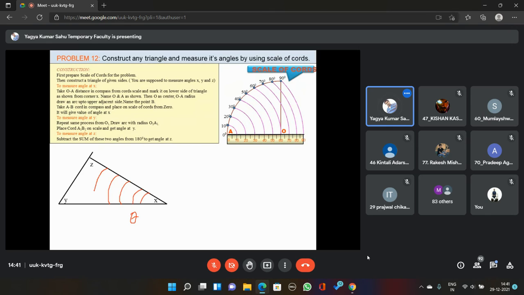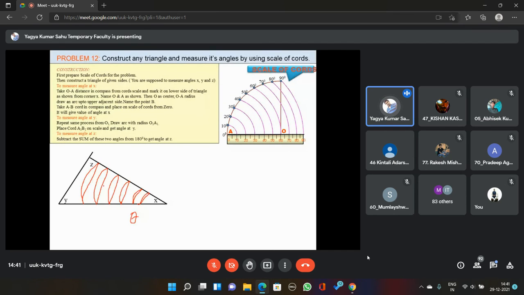What is all this? These are concentric arcs. Now this one is a chord length. This one is also a chord length. What is the angle subtended by these arcs at X? Theta. Okay. What is the name of the scale? Scale of chord. Can we use any of the chord length for measuring this angle X?